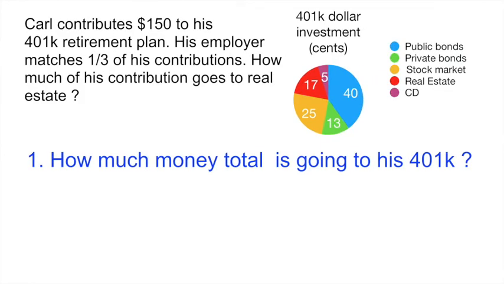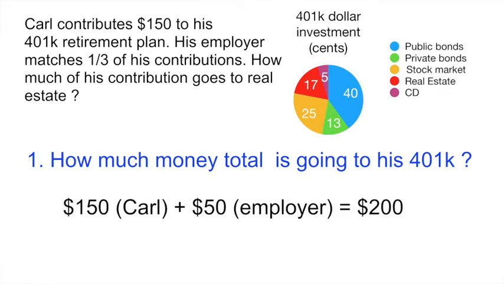Here, the first thing that you should do is to find out how much money in total is going to his 401k. So we know that he contributes $150 and his employer is going to match one-third of his contributions. So one-third of $150 would be $50. So in total, Carl is going to be putting $200 into his 401k.